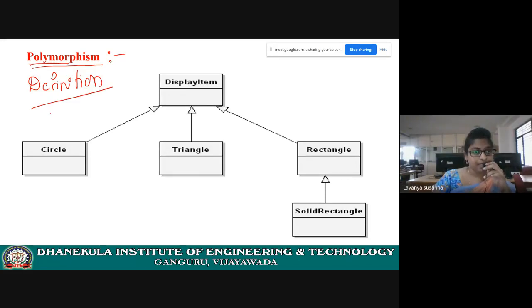See, poly means many. Morph means forms. That means many forms. Exhibiting many forms is called polymorphism. First, you have to write the definition, and then you need to draw the diagram, and next you need to explain. You need to first explain with a simple example. Before drawing this diagram, first you need to write the definition. Poly means many, morph means forms. Exhibiting more than one form is called polymorphism.